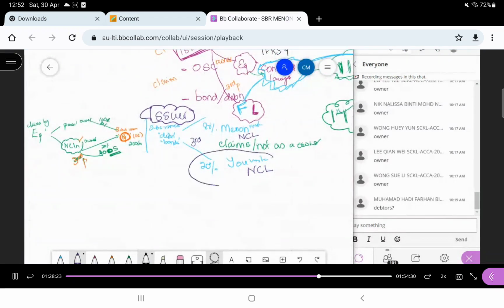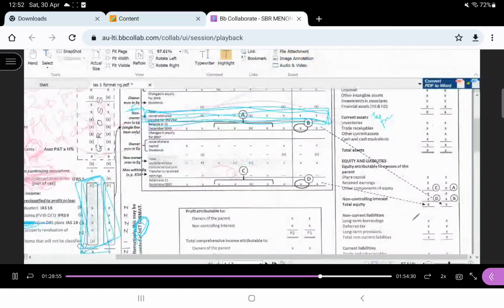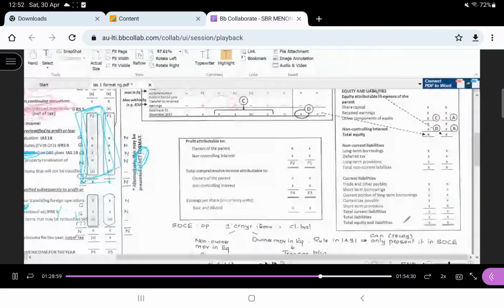This third party, I can't call them NCI. I can't call Menon owner. I cannot call Menon parent. So this is so often tested. You won't believe it. They will tell you third party. Yes, creditors, that's correct. Liability. So, Menon, what's the big deal? See, I'll show you a case study. You know what came up?